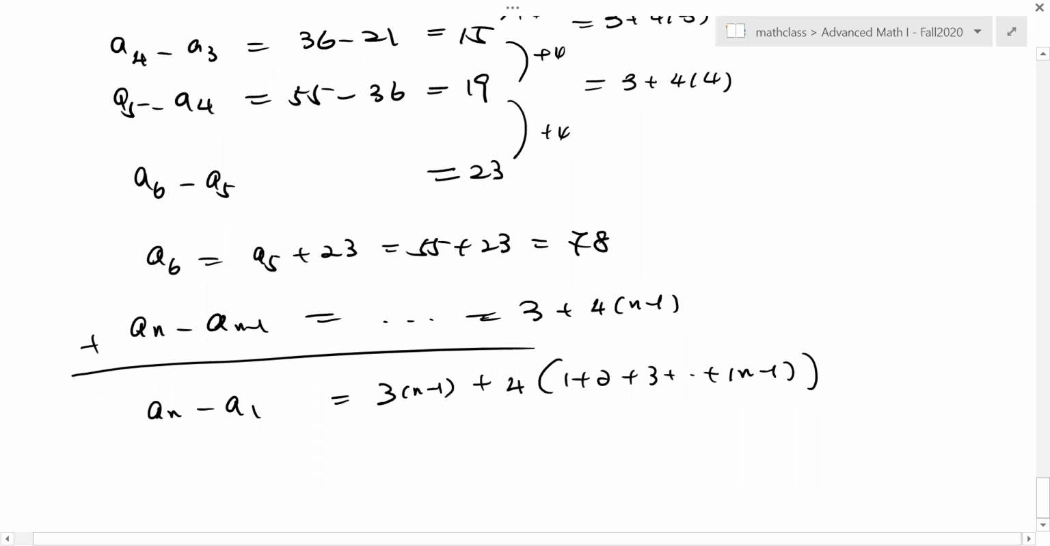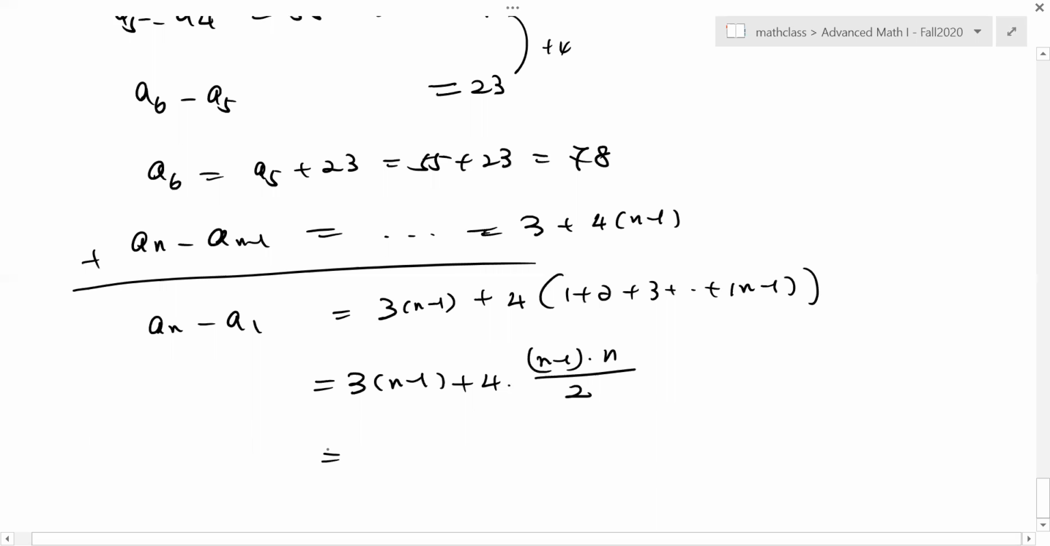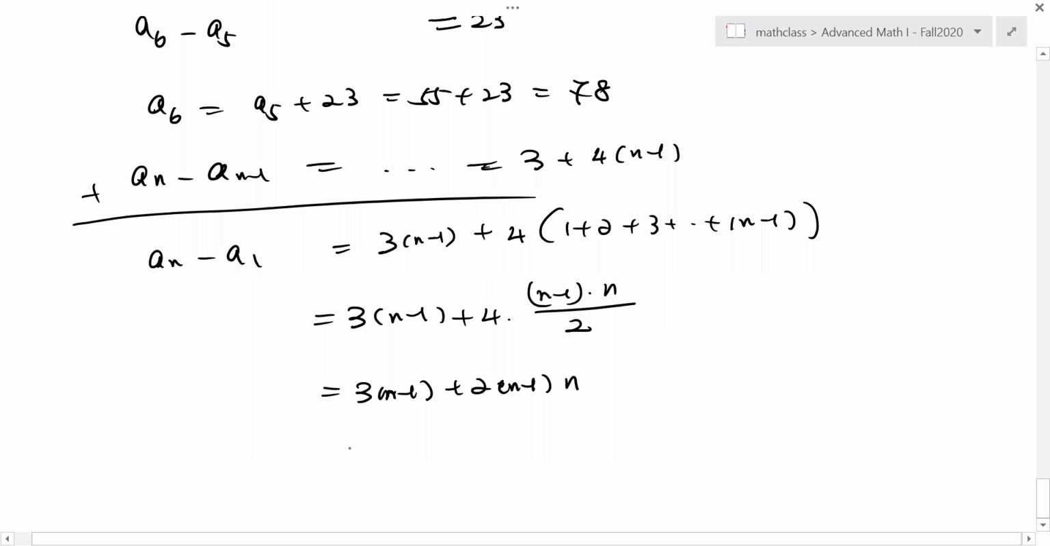All right, so the first term will be 3 times n minus 1, because you have n equations here. And then 1 plus 2 plus 3 all the way to n minus 1 is actually going to be (n minus 1) times (n minus 1 plus 1). Okay. So finally, I can get a common factor out. It'll be 3 plus 2n.